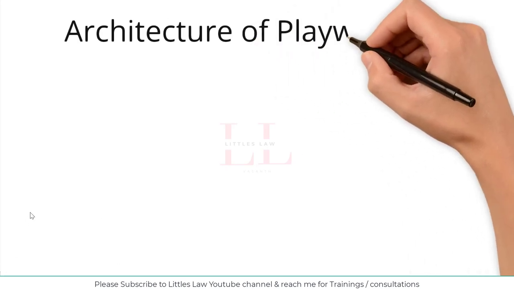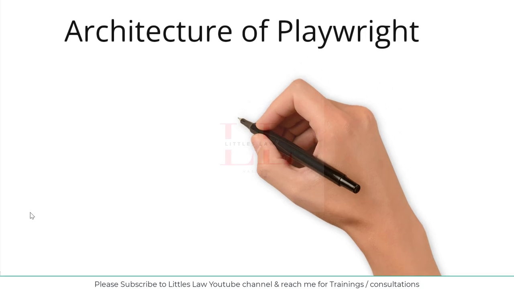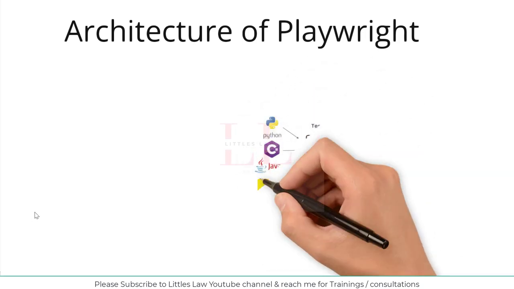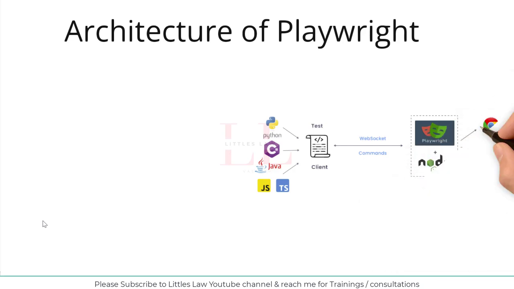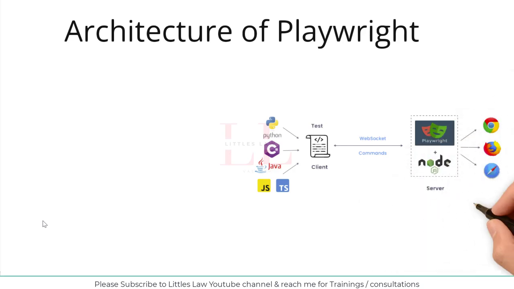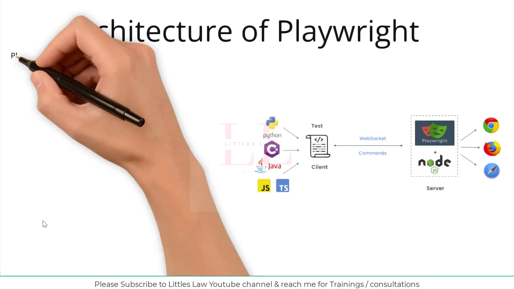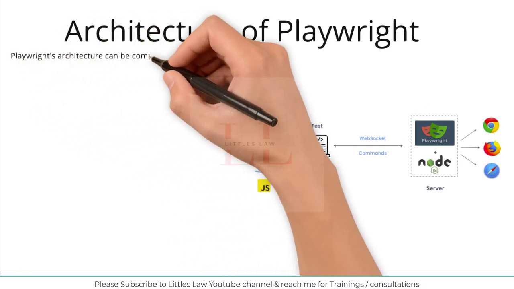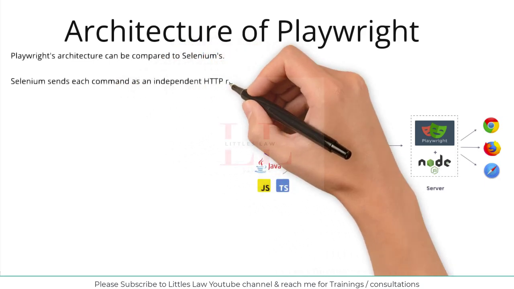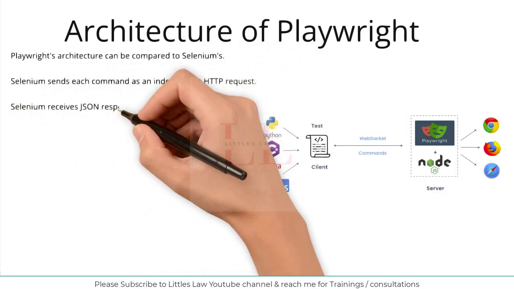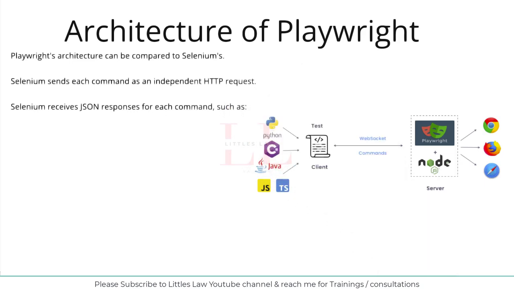In the next step, we are going to install Playwright. But before that, we'll see the architecture of Playwright, how the architecture works, and how Playwright is actually playing its role. Think of Selenium and Playwright as two ways of talking to a robot that can control a browser. So Selenium works like this.